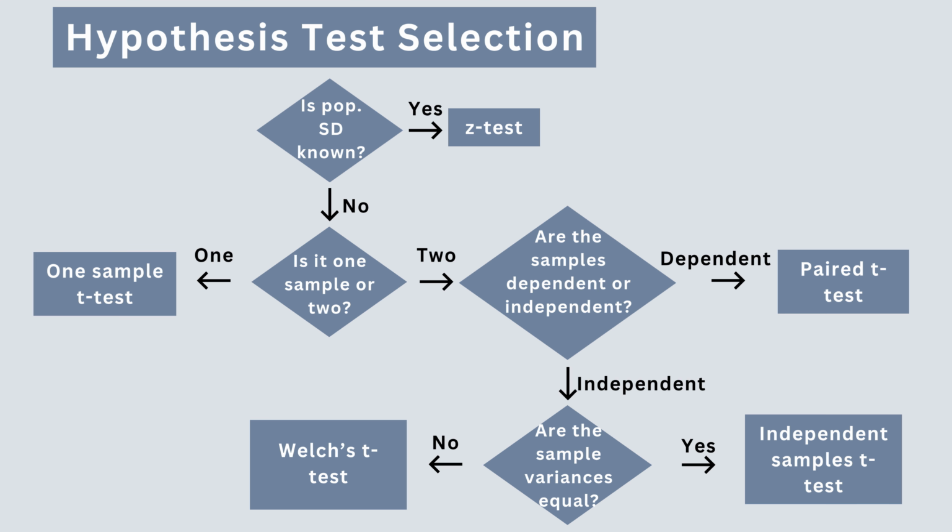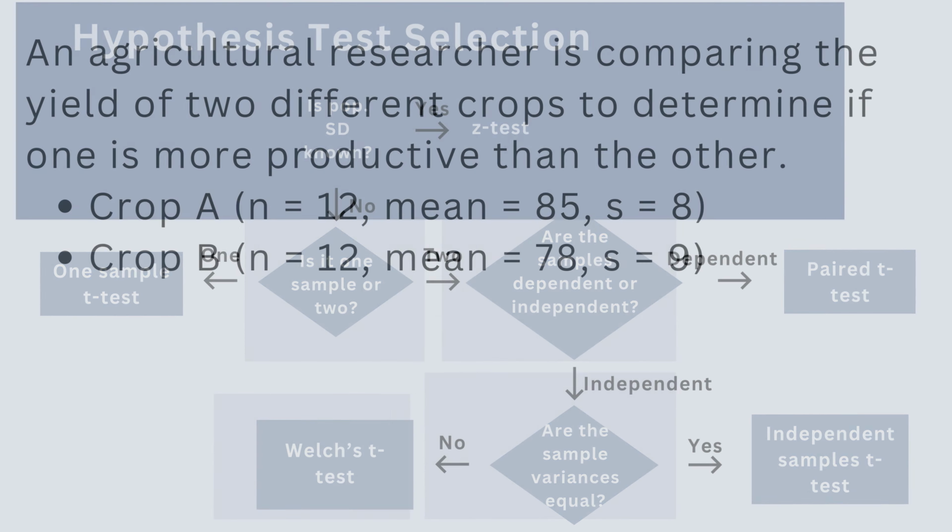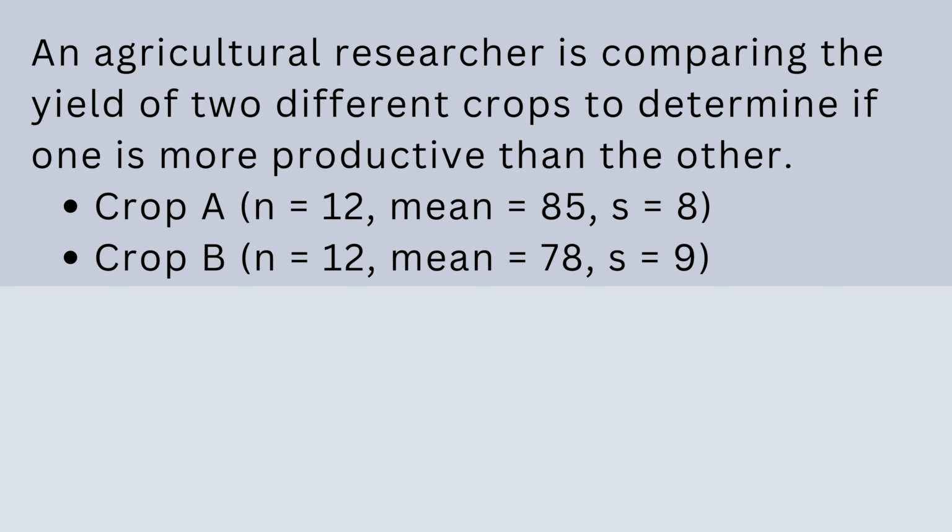In this video, we will perform Welch's t-test because we are evaluating the difference between two independent group means, where the sample sizes are small and variances may differ. Let's start with our step-by-step procedure.